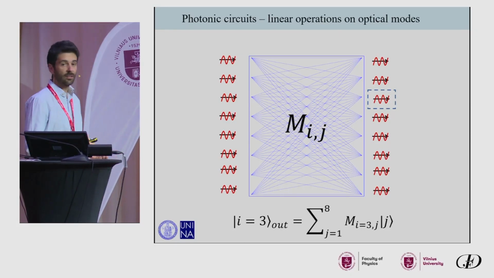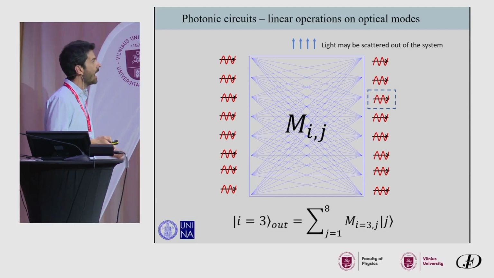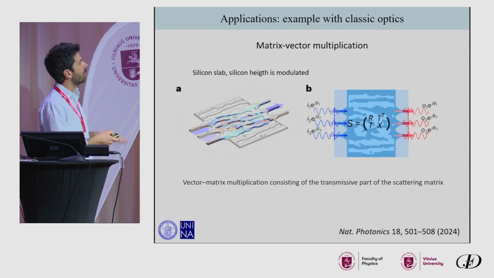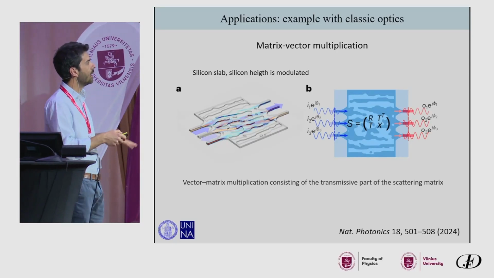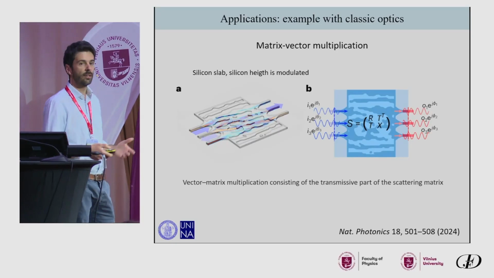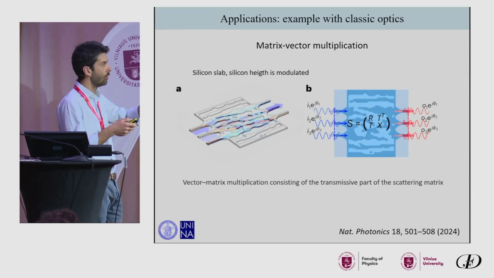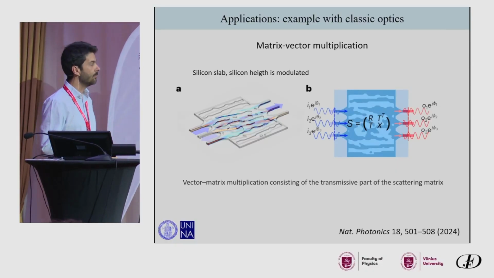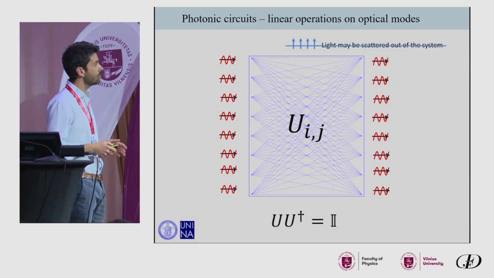This matrix is not necessarily unitary, because some light may be scattered out of the system. This, for instance, enabled very recently the building of a metastructure with 3 input modes and 3 output modes, where the way you shape the height of this silicon slab enables you to implement a matrix vector multiplication. Just by controlling light going out and light remaining in the system, you can precisely implement this operation. But in the remainder of the talk, I will focus on unitary operations.